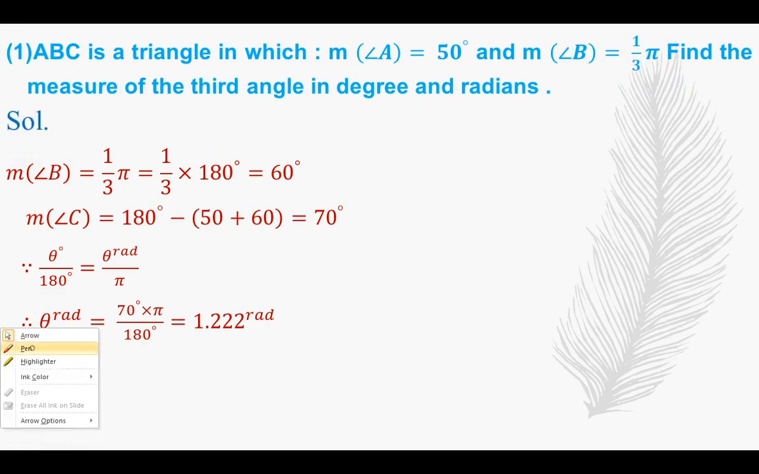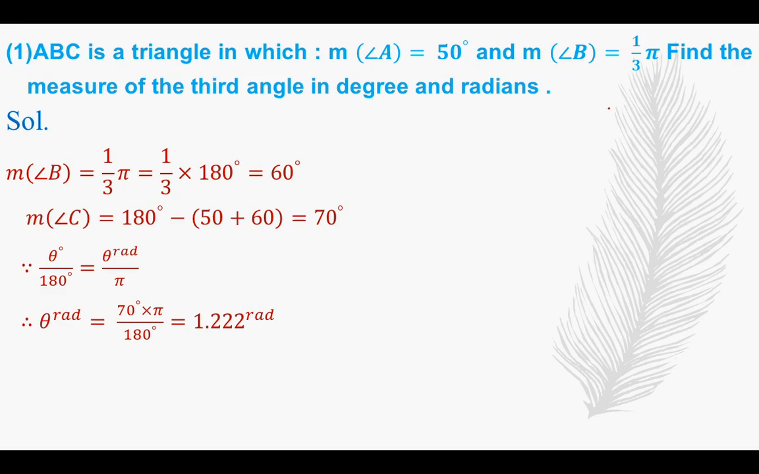This example is one of the important examples in this class or in this session. ABC is a triangle in which the measure of angle A equals 50 degrees and the measure of angle B equals 1 over 3 π. Find the measure of the third angle in degree and radian measure.